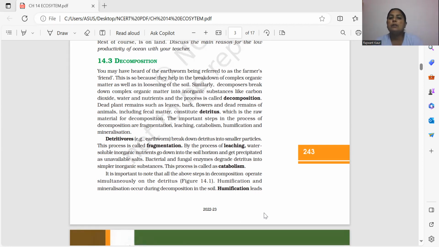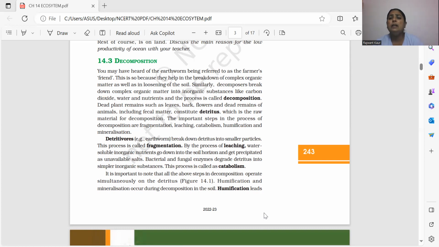So in the process of decomposition, what happens? As you know, during the process of photosynthesis, the plants produce complex organic substances such as carbohydrates. So these decompose when the plants die. The dead remains of these plants break down, and this complex organic matter later converts into the simplest inorganic substances like carbon dioxide, water, and nutrients. One process is involved here, and that is known as decomposition.